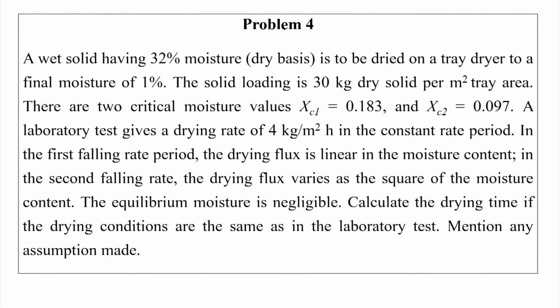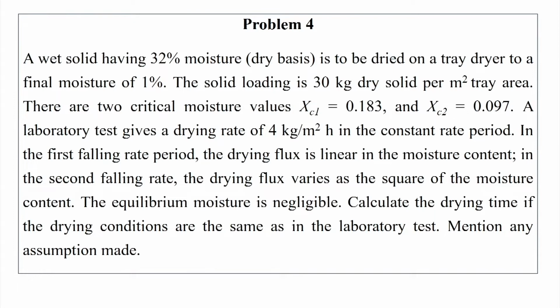There are two critical moisture values: X_C1 is equal to 0.183 and X_C2 is equal to 0.097. A laboratory test gives a drying rate of 4 kg per meter square hour. In the first falling rate period, the drying rate is linear in the moisture content. In the second falling rate period, the drying flux varies as the square of the moisture. The equilibrium moisture is negligible, meaning X star is equal to 0.